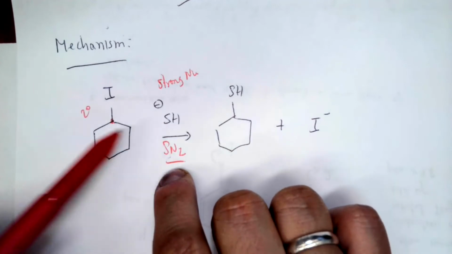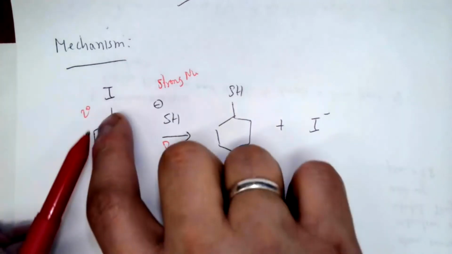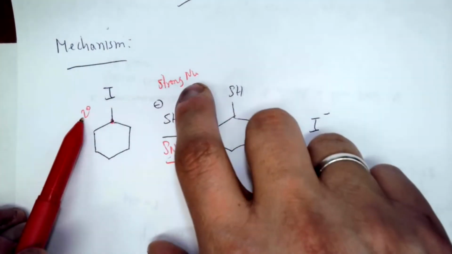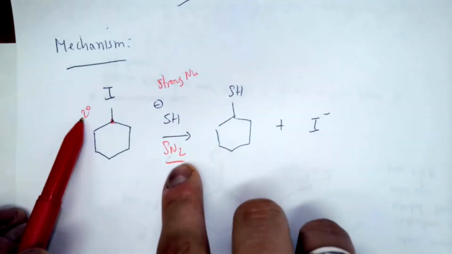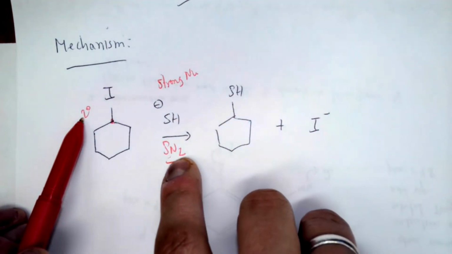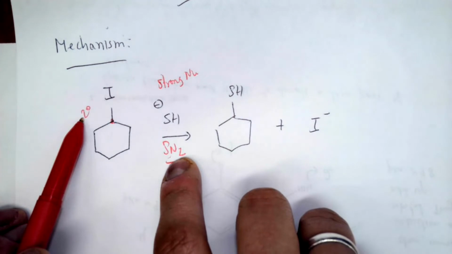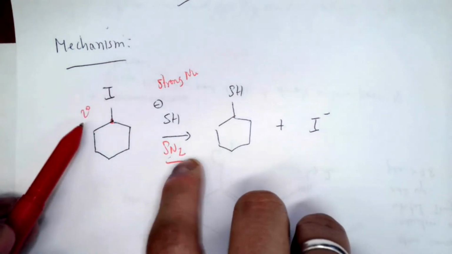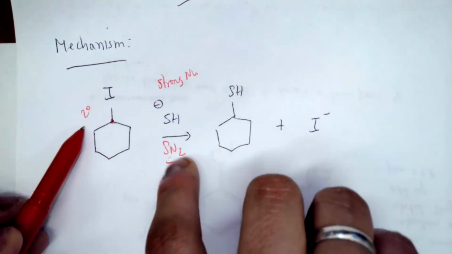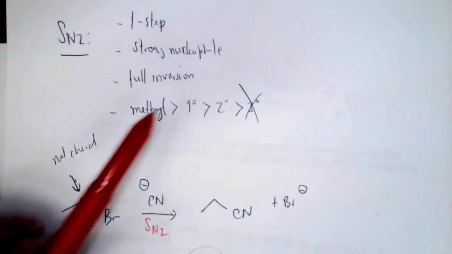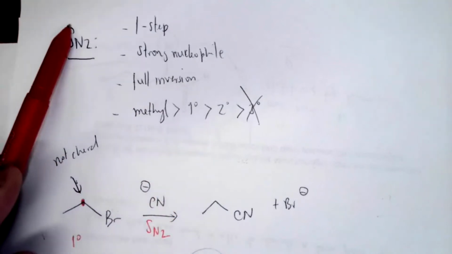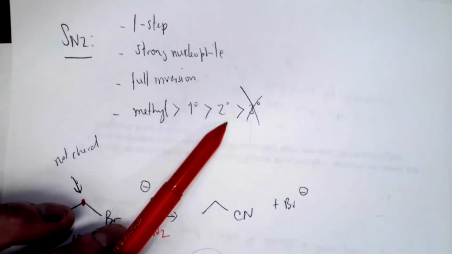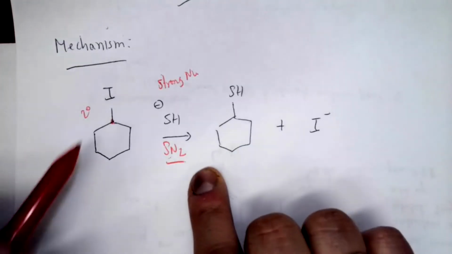Oh, professor, why are you specifying that? Because if you have a secondary substrate with a weak nucleophile, it would be SN1. But those details we will see in a second when we study SN1. So right now I'm just gonna go ahead with that. Secondary substrate with a strong nucleophile is SN2. Methyl, primary and secondary. Okay, let's continue.